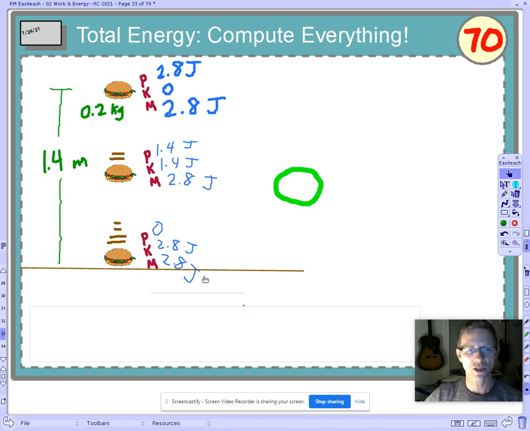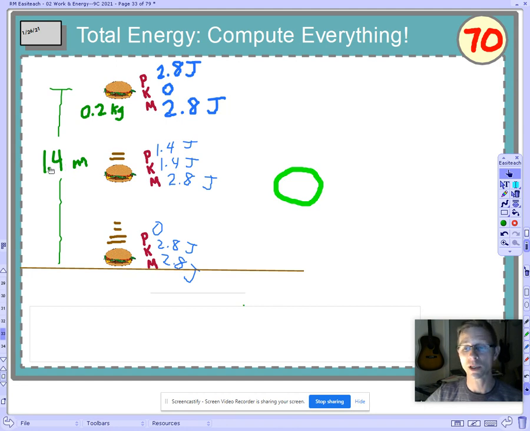It's 2.8 joules. Now at the very bottom, the potential energy is 0 because it has basically no height. You could consider this to be like a billionth of a meter above the ground. It has no height, so no potential energy. Therefore, all the energy must be in the form of kinetic because we know this total needs to add up to 2.8. In the middle, you can do the calculation.